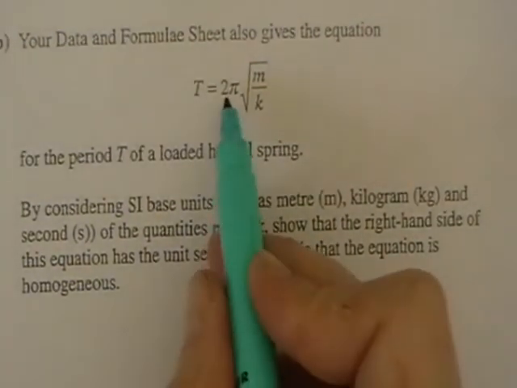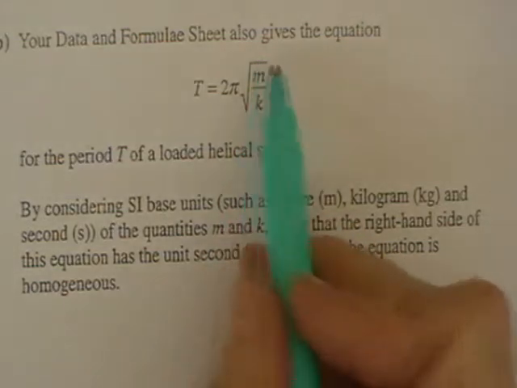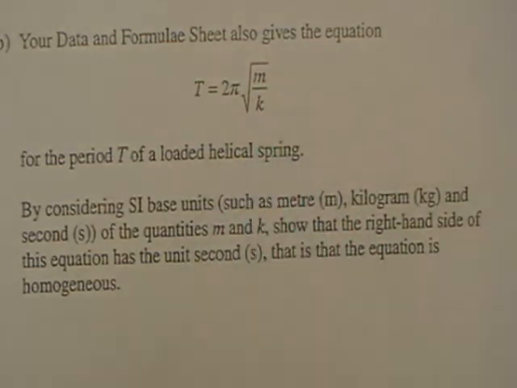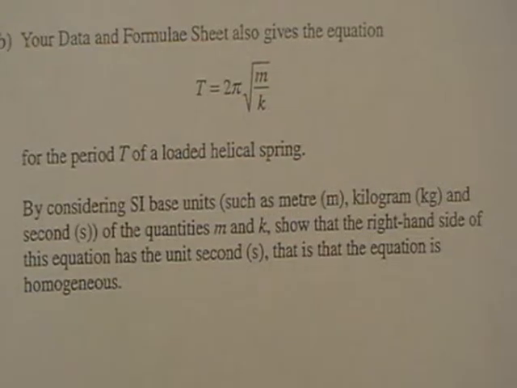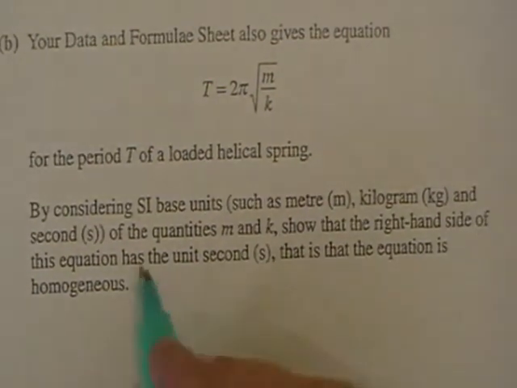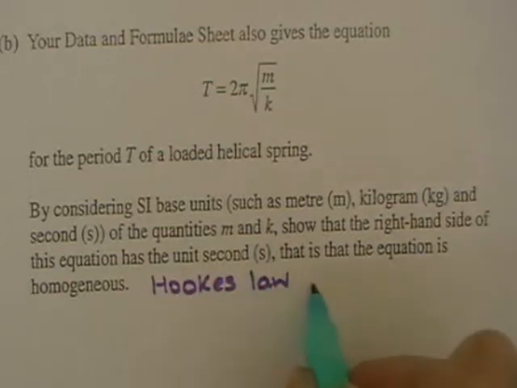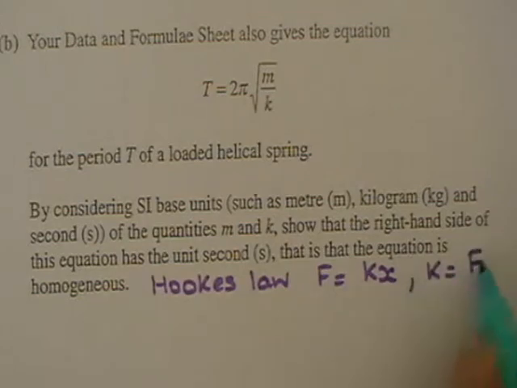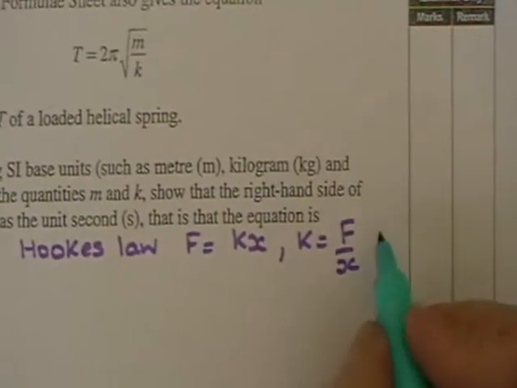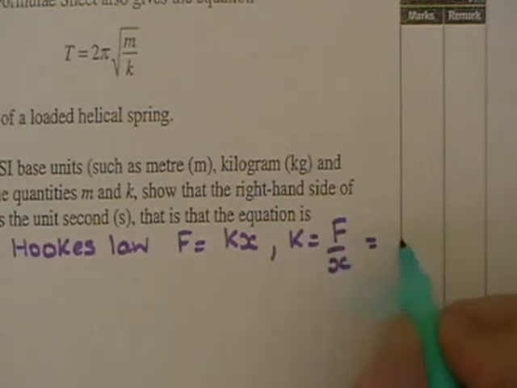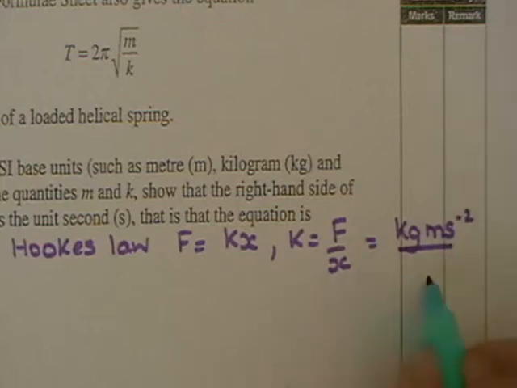So T is equal to 2 pi times the square root of m over k, where m is the mass of the spring, and k is the spring constant. Now we can determine a unit for the spring constant using Hooke's law. F is equal to kx. So therefore k is F over x, and F is equal to mass by acceleration, so it's kg m s to the minus 2, and x is in meters, and therefore the meters cancel out. So the units of k are kg s to the minus 2.